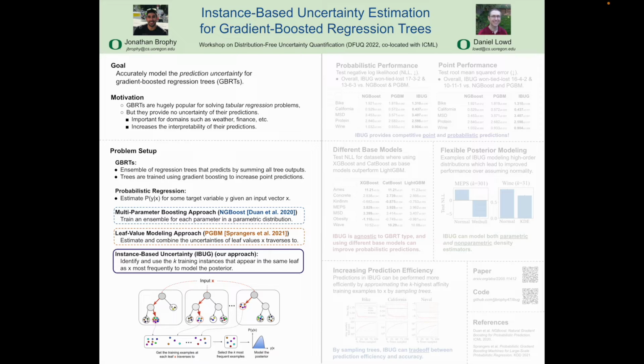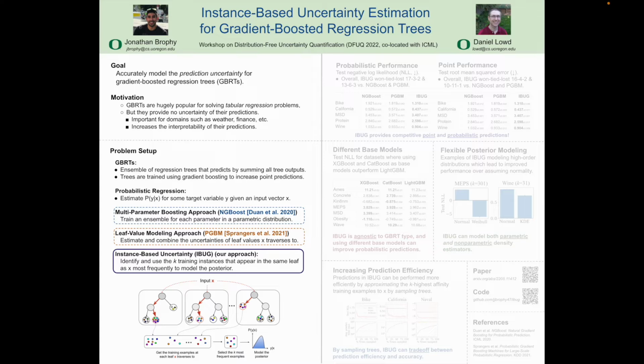Previous approaches to solving this problem include a multi-parameter boosting approach called NGBoost, in which they train an ensemble for each parameter in a parametric distribution. More recently, Sprangers et al. introduced PGBM, in which they take a leaf value modeling approach, where they estimate the uncertainty of each leaf value and update the probabilistic prediction of x as it traverses through the ensemble.